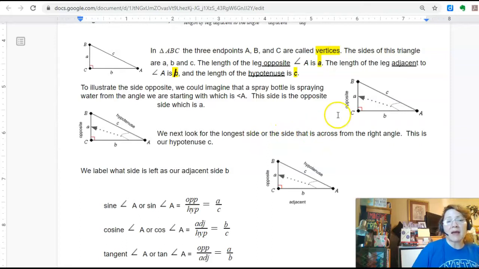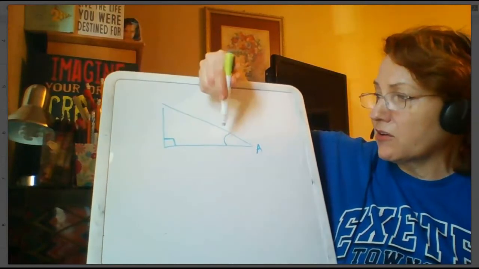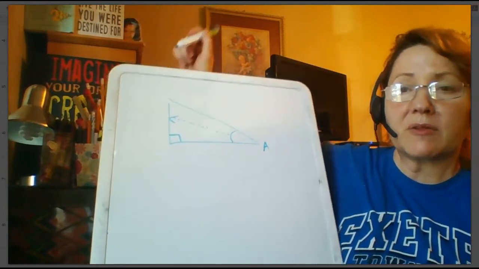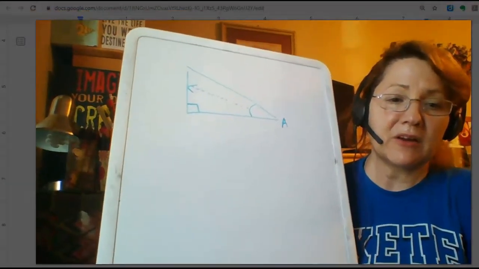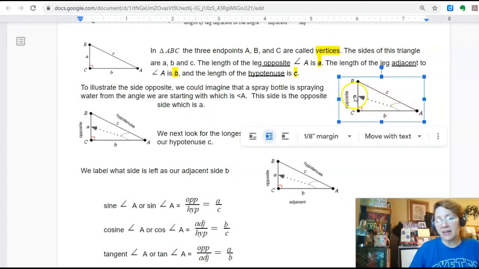Okay, so we imagine that a spray bottle is coming and it is spraying the opposite side. I drew a lot of different pictures to try to explain that. If you look here, you have this triangle. You imagine that this is your angle A, and there's a spray bottle coming up and spraying the side that's opposite. That's how I was trying to explain what it looks like in the picture. You can see that angle A, and the side opposite is the one that the spray bottle is hitting.